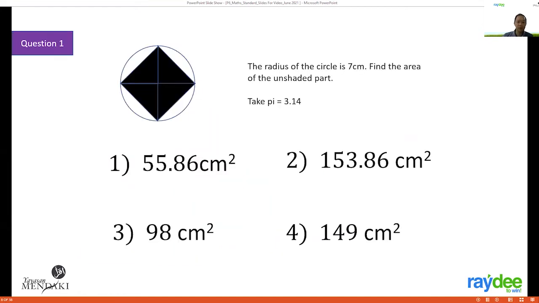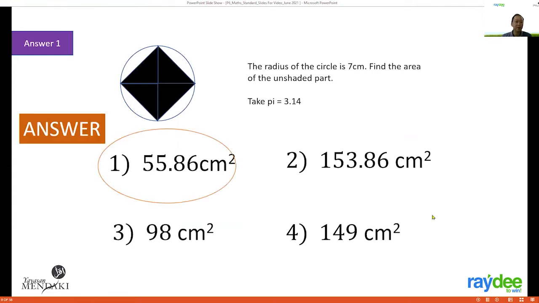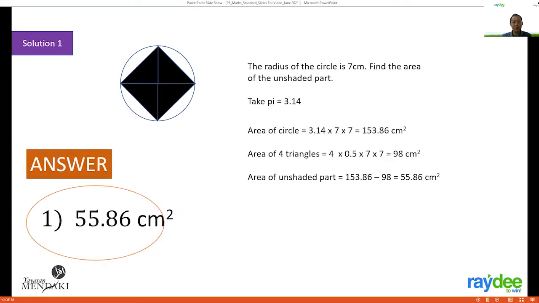So for example, these are circles. And then question number 1. This is the answer, right? It's 55.86. So how do we get that? Let's look at the next slide. In this slide, we have the solution.